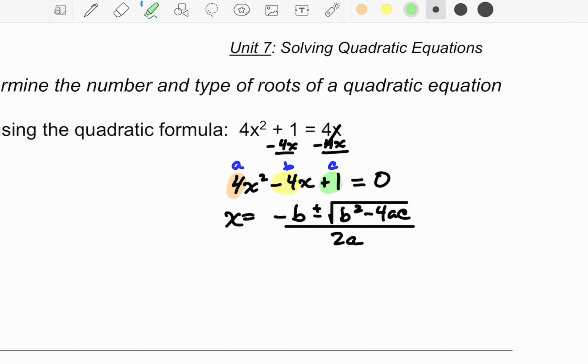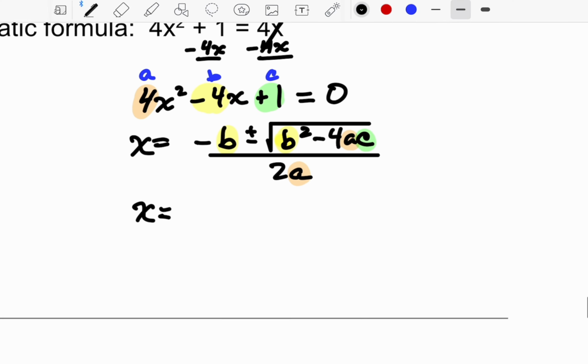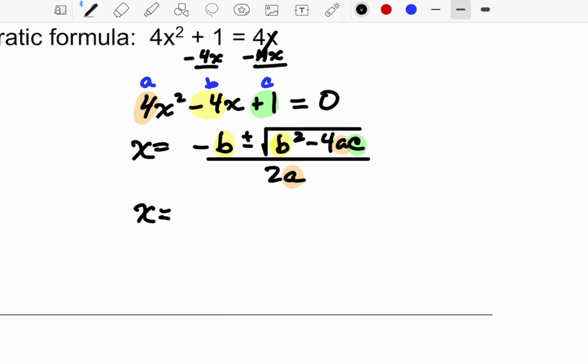We replace every a with a 4, every b with a -4, and that lone c gets replaced with a 1. All right. So x is equal to, I've mentioned this a few times, I like to run through with parentheses first and then make my substitutions. So everywhere there's a letter, I replace it with a set of parentheses.